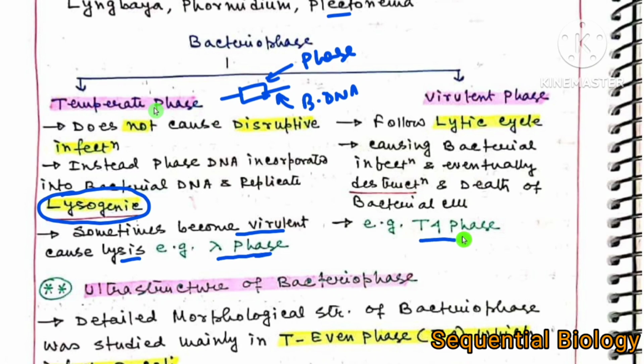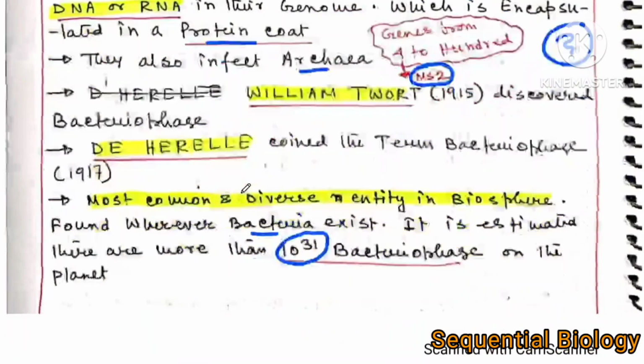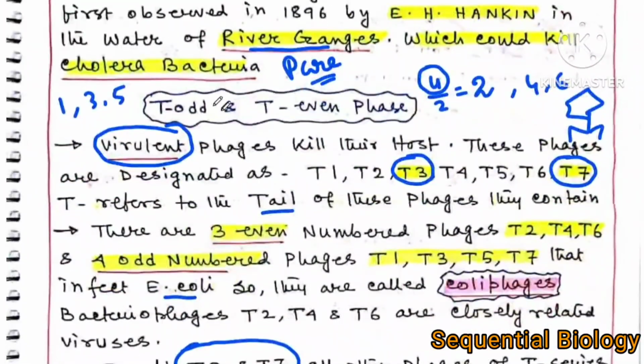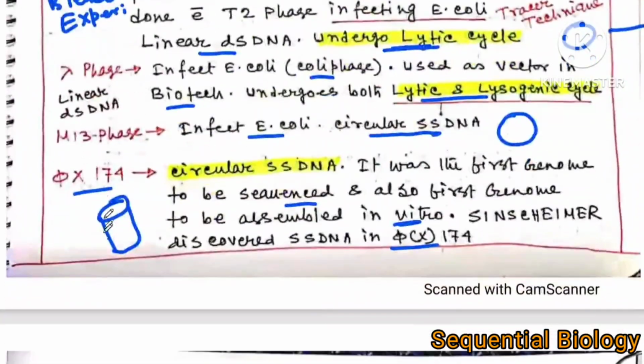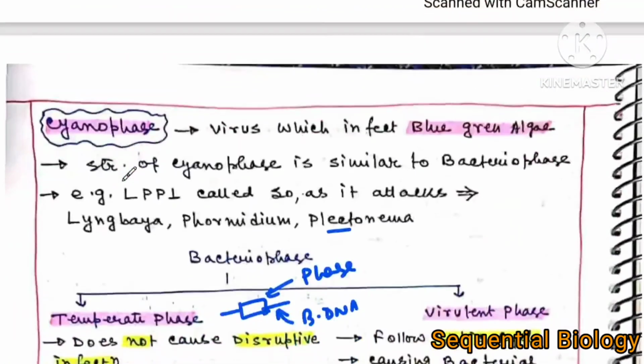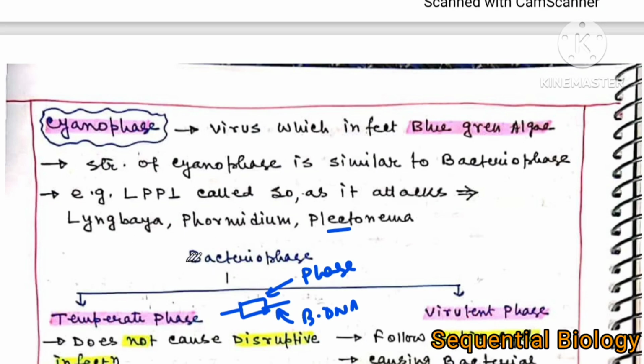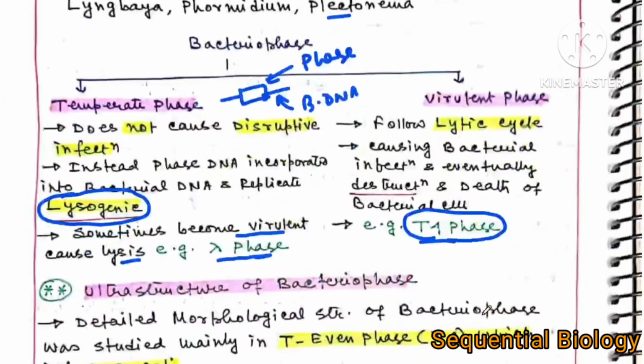Example, T4 phage. This is the most extensively studied phage, the T4 phage. We have seen which are T-odd phages and which are T-even phages, and which are virulent phages and which are non-virulent or lytic phages. And also we have talked about different important bacteriophages: T4 phage, T2 phage, lambda phage, M13 phage, ϕX174 bacteriophage, and also an example of cyanophage. And we have seen which are temperate phages and which are virulent phages. So thank you, and that's it.